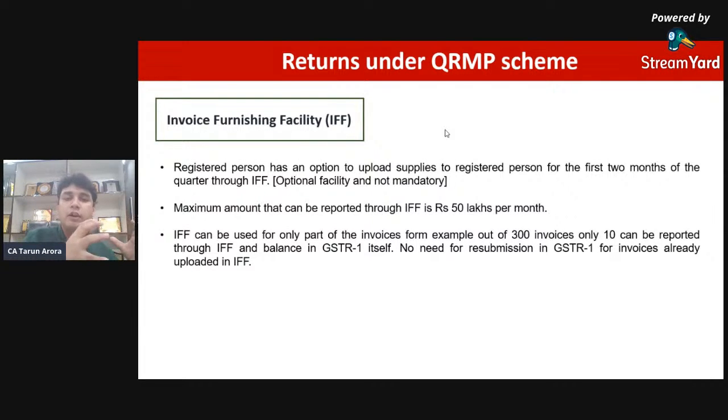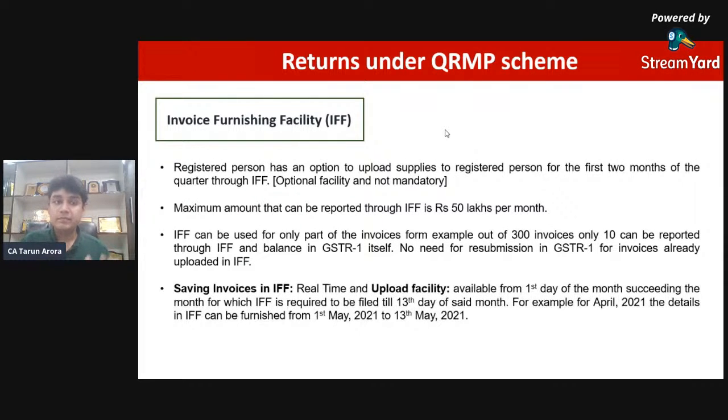For example, in a particular month, I have 300 invoices, and out of those 300 invoices, only 10 invoices I need to report. So I can report only those 10 invoices in my IFF for that particular month, and the balance 290 invoices I can report in GSTR1. I don't have to resubmit those 10 invoices which have already been submitted in IFF. And lastly, IFF के अंदर I can save the invoices real time. मैंने अभी B2B इनवॉइस किया, मैं उसको हाथ के हाथ सेव कर दूंगा. मैंने कल इशू किया, उसको भी मैं IFF पोर्टल पे साइमल्टेनियसली सेव कर सकता हूं.